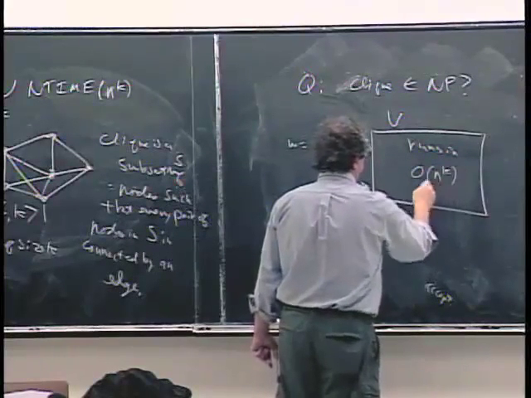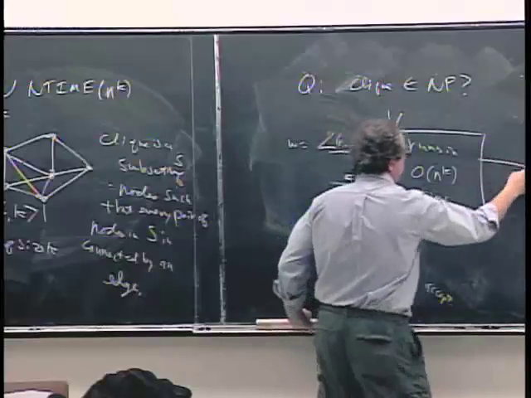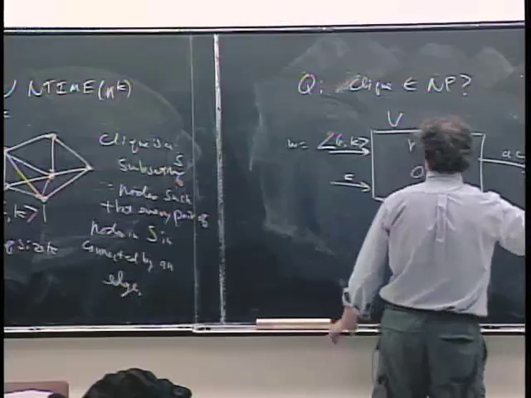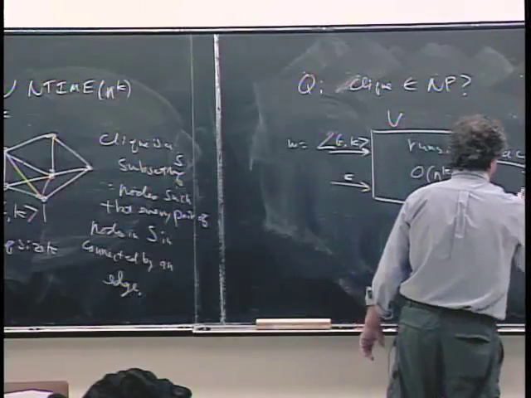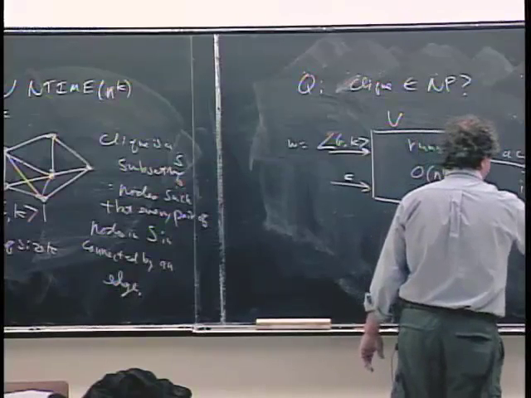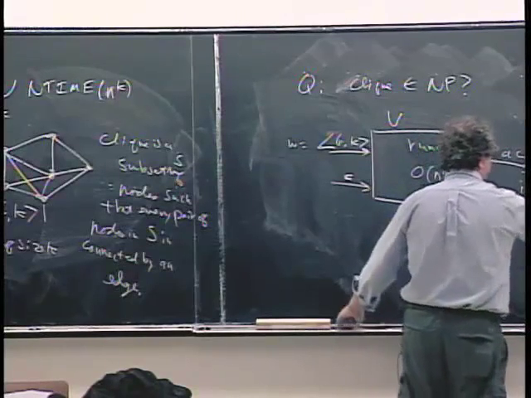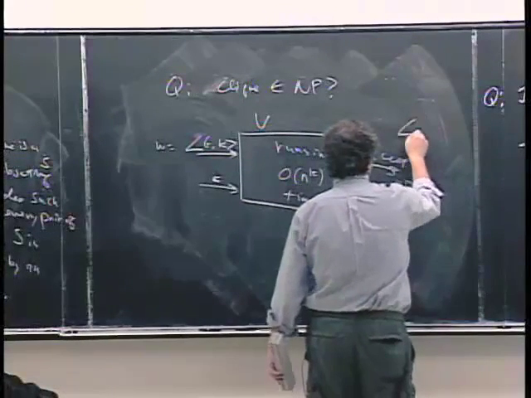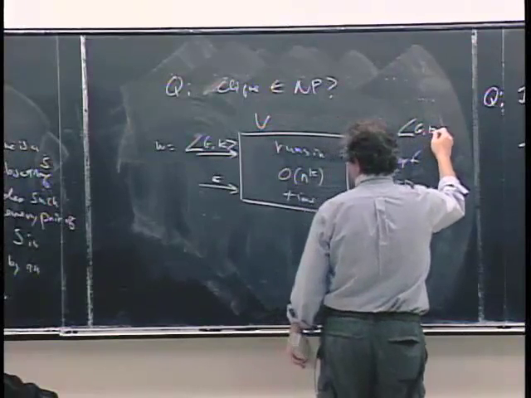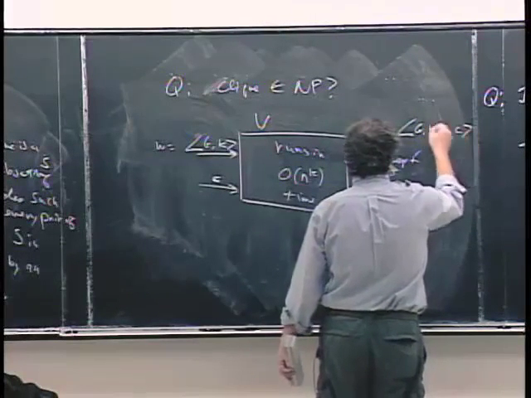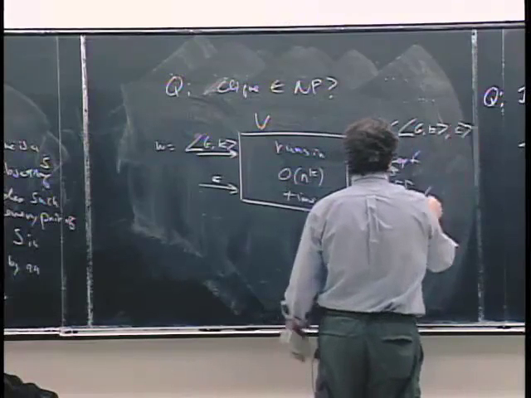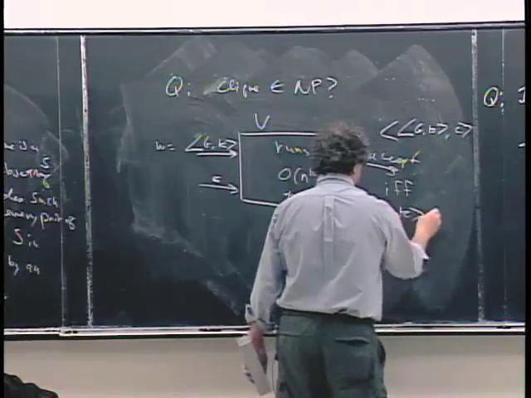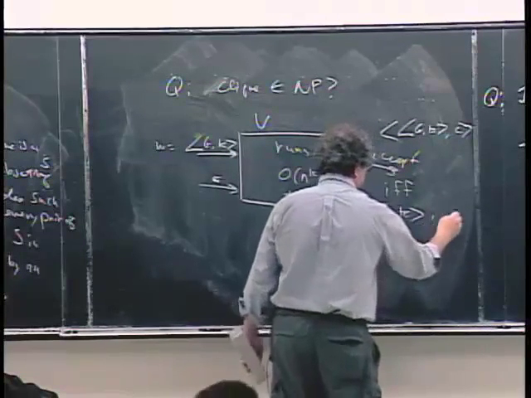And this has to run in polynomial time, order n to the k time, and this accepts its input, which is GK, if and only if GKC. So it accepts GKC if and only if GK is in clique.